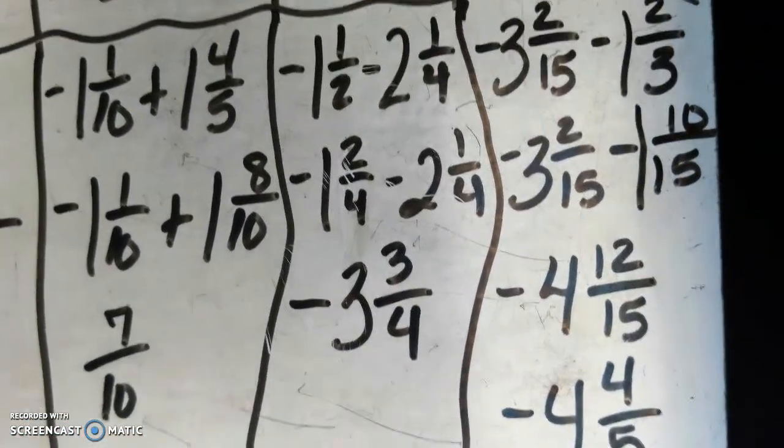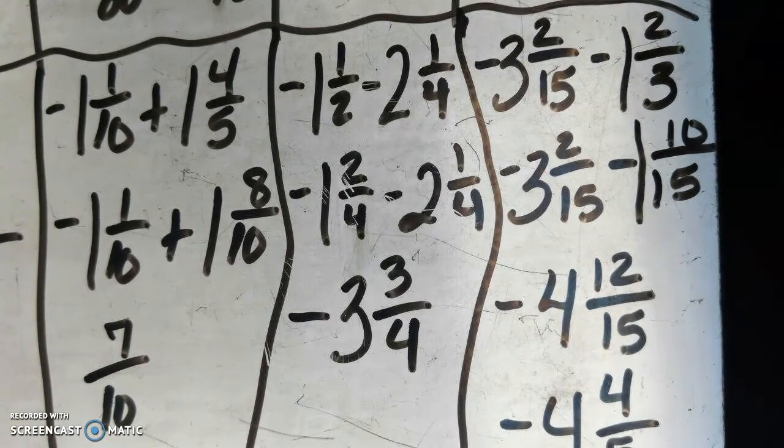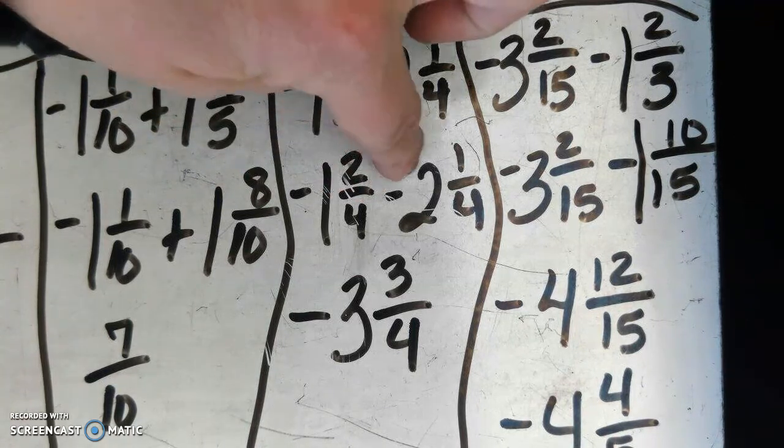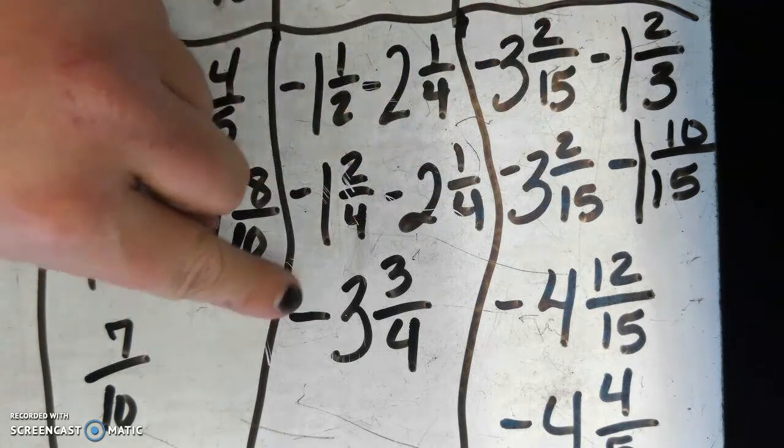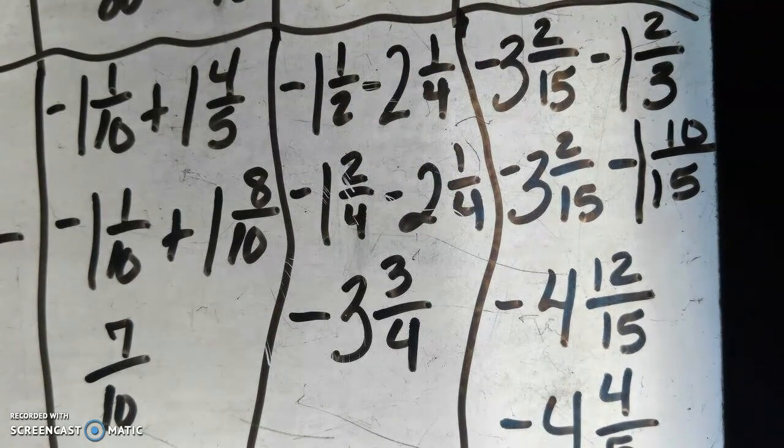Next problem, negative 1 1/2 minus 2 1/4. I just went ahead and got a common denominator. Negative 1 2/4 minus 2 1/4. Okay, remember this is the same as adding its opposite. So these are both negatives, so I'm really adding those together to get negative 3 3/4.